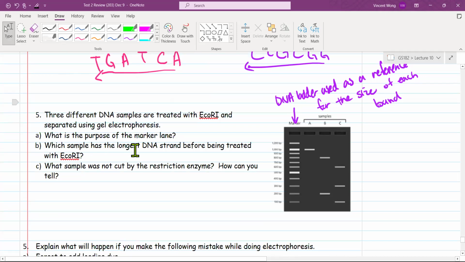Which sample has the longest DNA strand before being treated with EcoRI? This one is 1,000. You can tell from the ruler it's 1,000. This one is 800 plus 200, which is also 1,000. This one is 600 plus 300 plus 100, which is also 1,000. So this is a trick question. They are all the same.